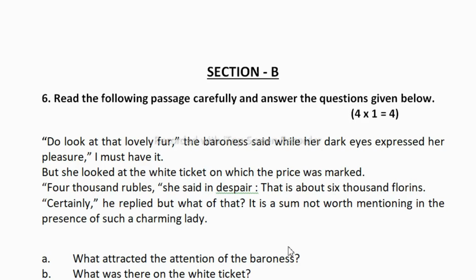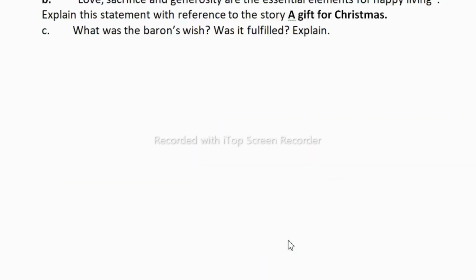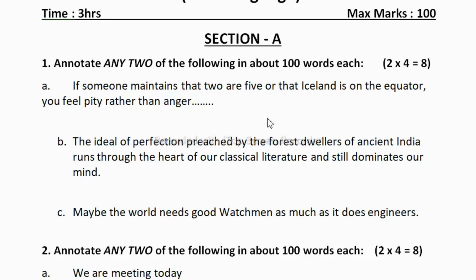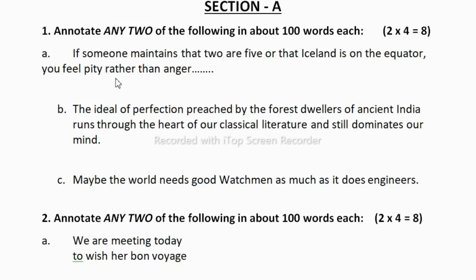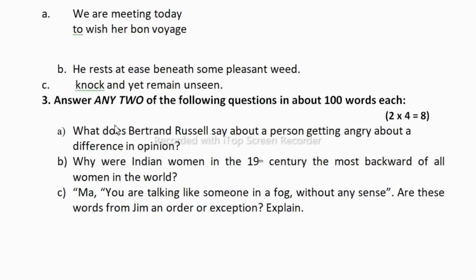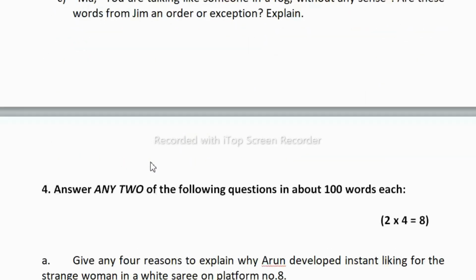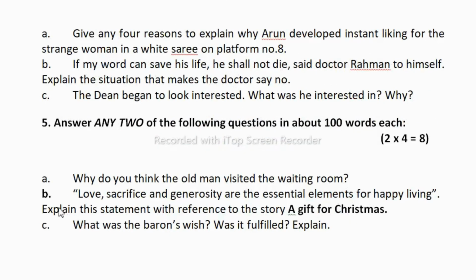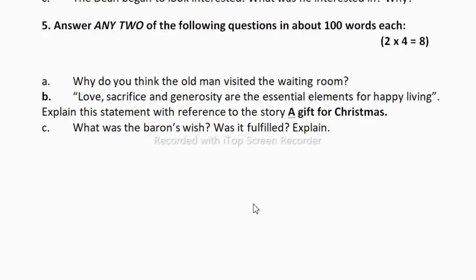Now let us see section B. Section A is finished. In section A you will only have annotations and question and answers. Under section A you will have 5 questions. The first question is annotations from the prose, the second one is annotations from the poem. Then in the third one you will have prose question and answers. In the fourth one you will have poem question and answers. Then in the fifth one you will have question and answers from the short stories.